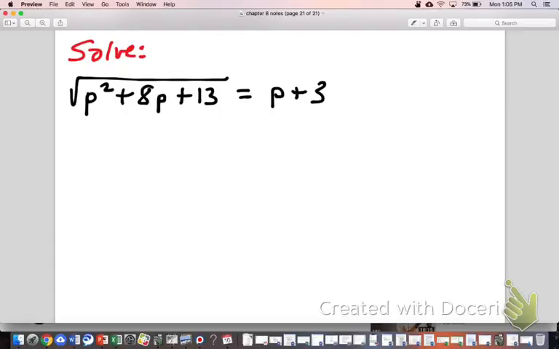Okay, please try that one. Ready, go. Walking around, seeing a lot of really great responses. The answer should be p equals negative 2.